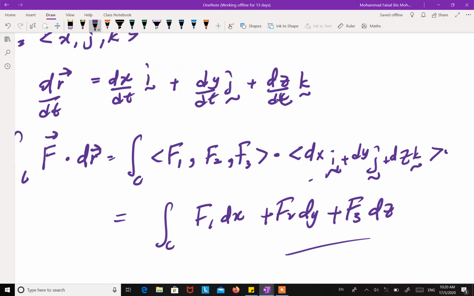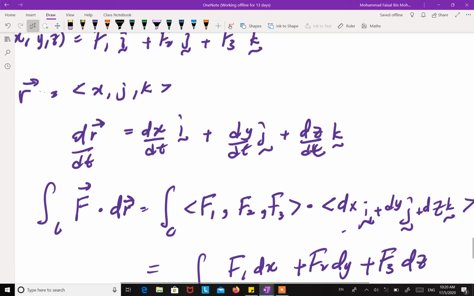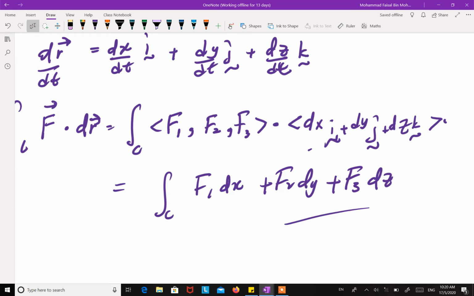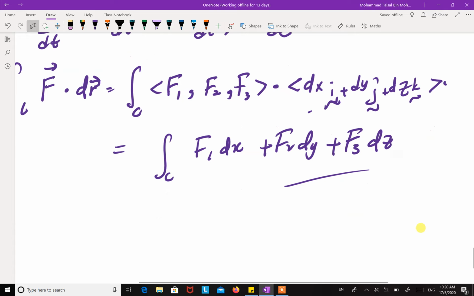Okay, so if f is a force field, then the line integral represents the amount of work done by f in moving a particle along the curve.